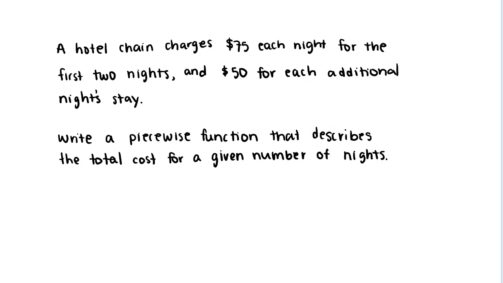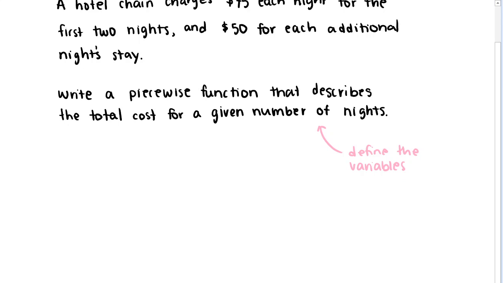Okay, so let's go ahead and do this problem together. First things first, I think the clearest thing we can do when dealing with word problems is define the variables. Sometimes there are some varying quantities, and if you're a little ambiguous about what your variables mean, it makes the problem way harder than it needs to be. So defining the variables, we're really trying to figure out a way to represent the total cost based on the number of nights stayed, right?